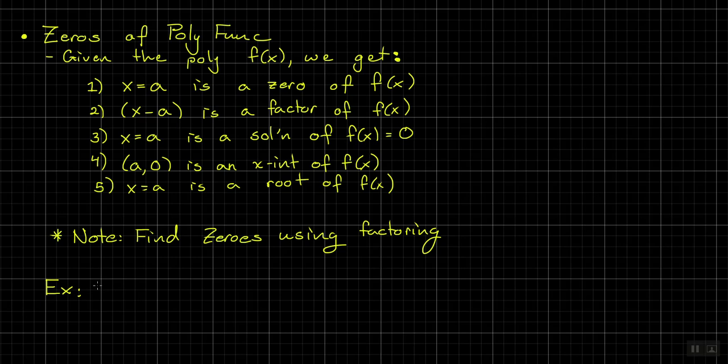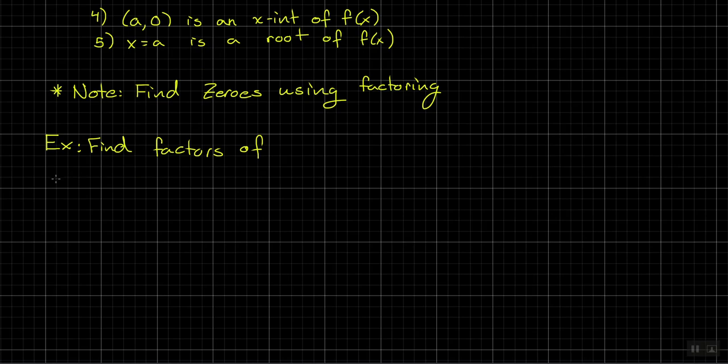I want you to find me factors of, and here we go. On A, let's get real crazy. We're going to have a function, g of x, that is x cubed minus 12x squared plus 36x.